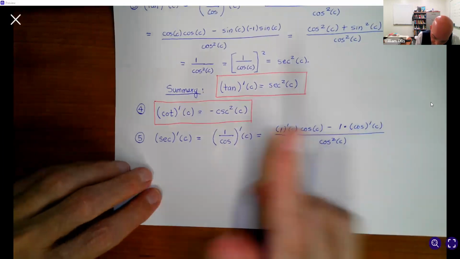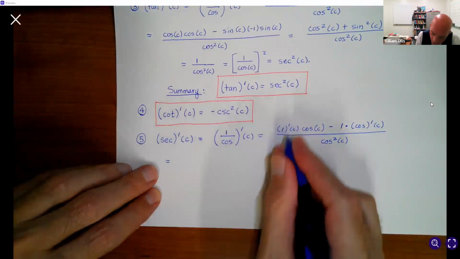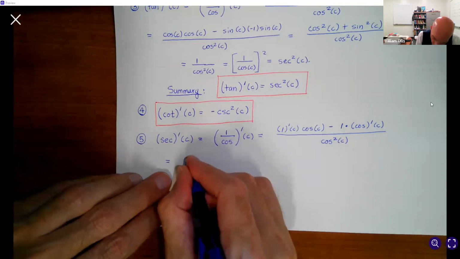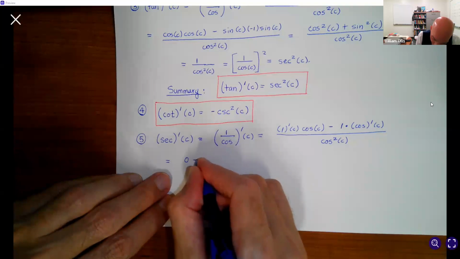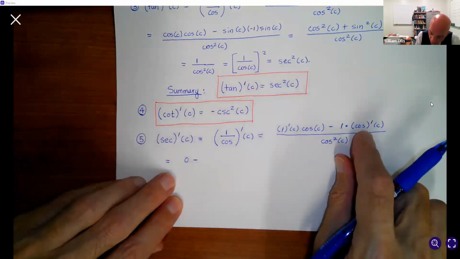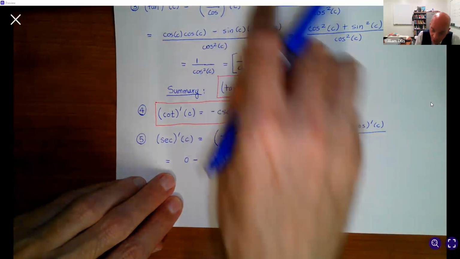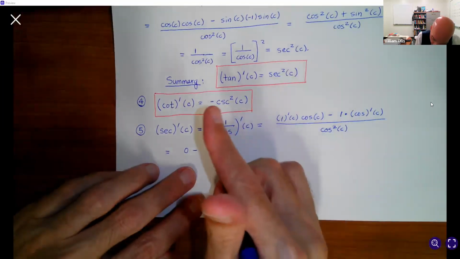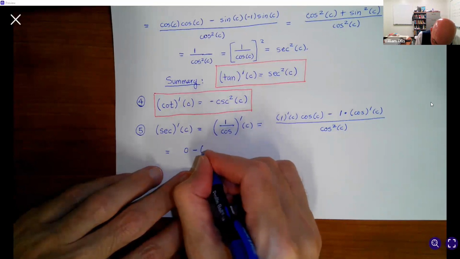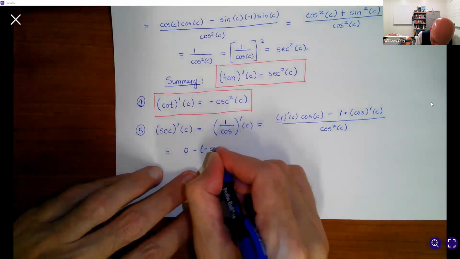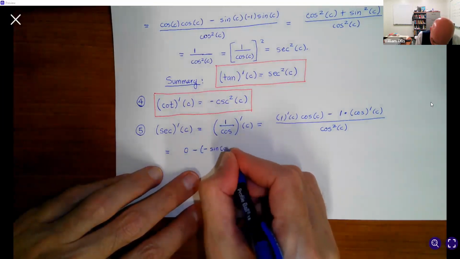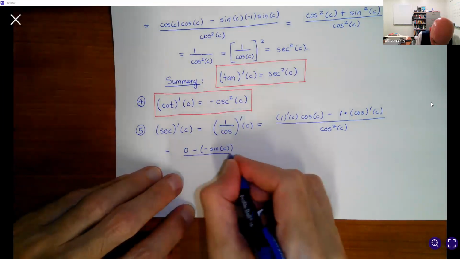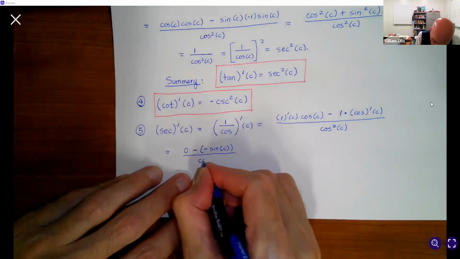So of course, the first, we know the derivative of the constant is 0. So this zeroes out. So we have 0 minus, and now of course the derivative of the cosine is the negative sine. I've covered that up, the negative sine. So we have minus, and then we have the negative of sine at C. And then of course division by cosine squared.